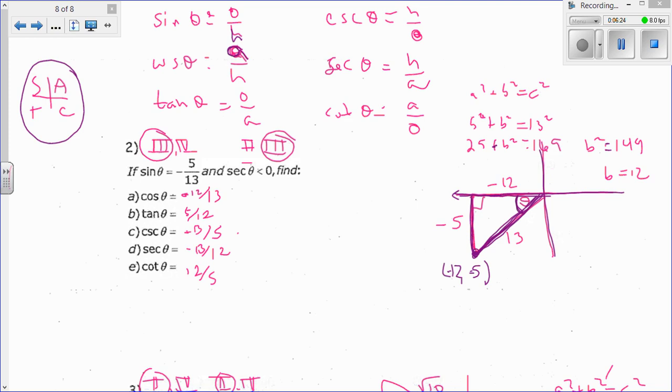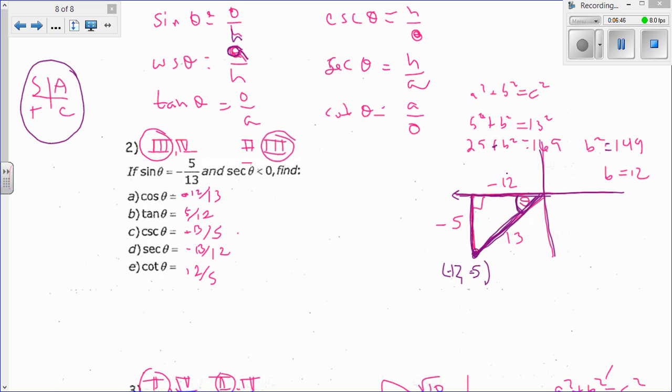So cosine is then adjacent over hypotenuse, so it's -12 over 13. Tangent is opposite over adjacent. Since they're both negative, it makes it positive, so 5 over 12.